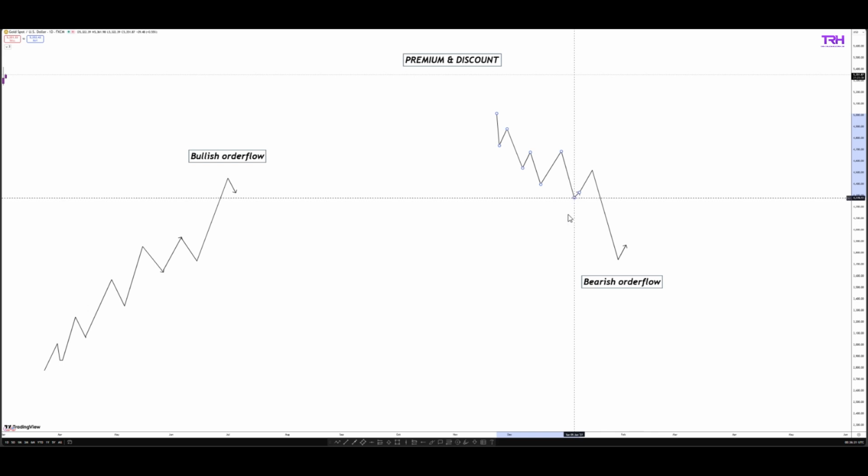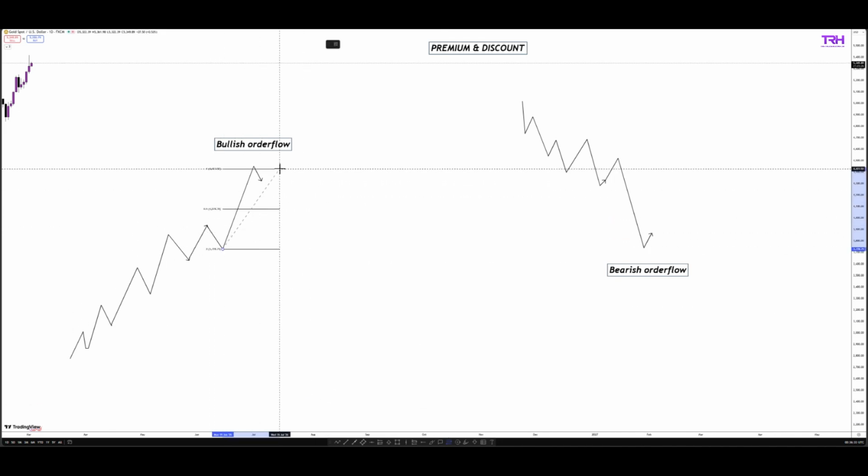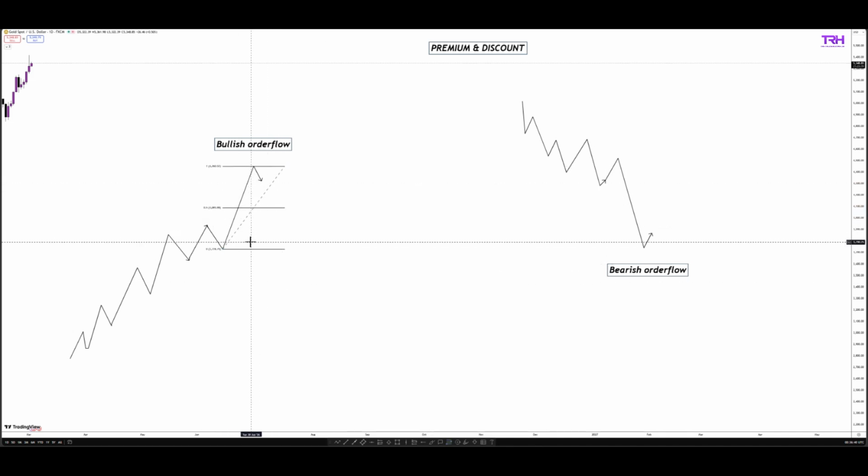So basically, this is the order flow of the market, right? In every bullish order flow, all you have to do is bring out our Fibonacci tool. We're going to mark out this range from the low to the high, because this is the range we are working with to know where we're going to be entering for setups in the market.